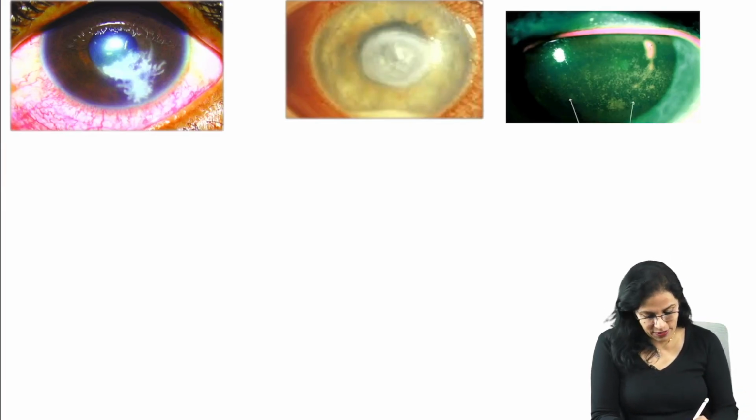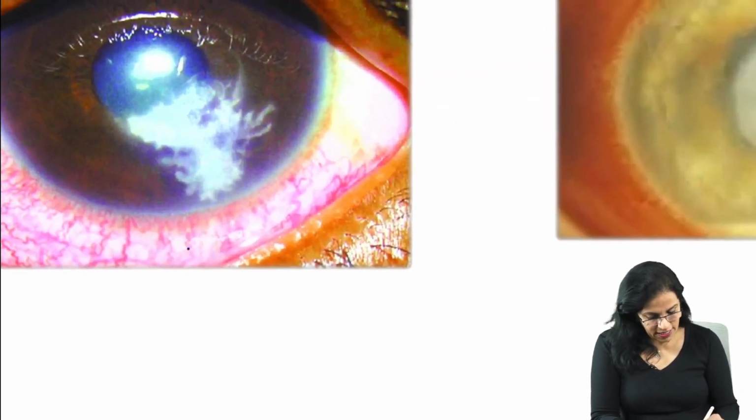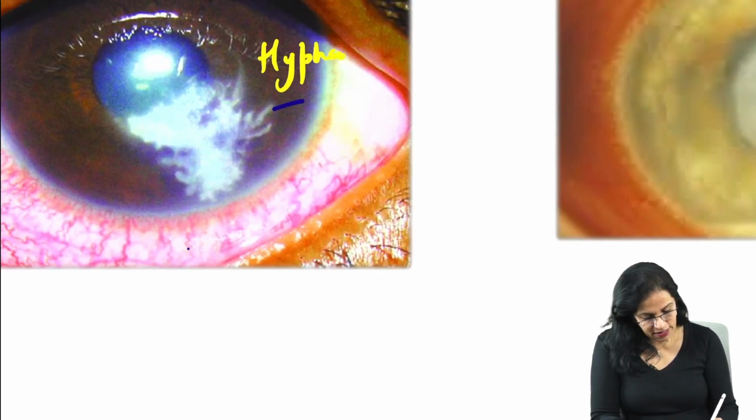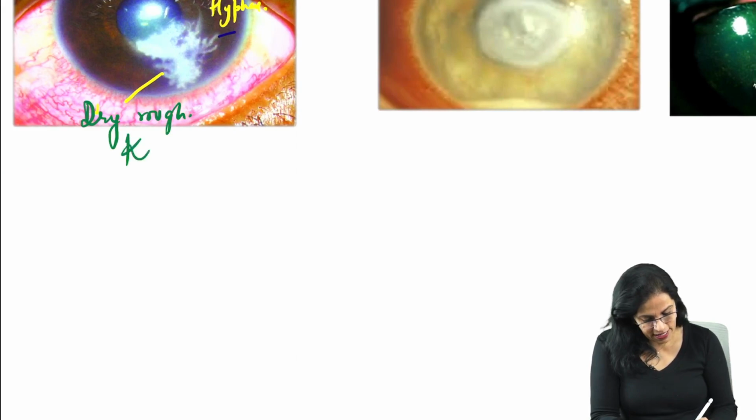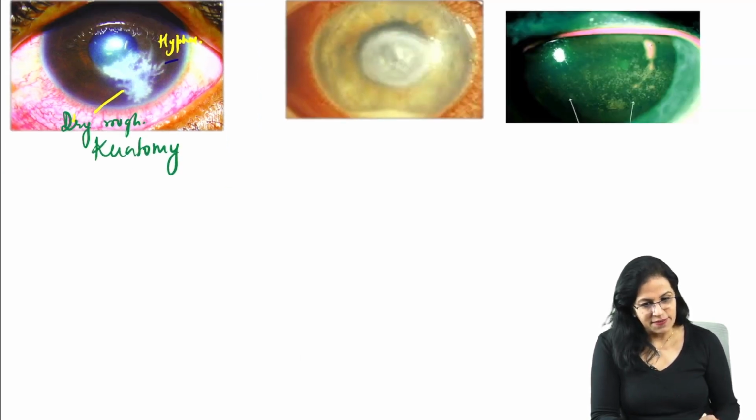What are the questions? What is this? Can you see this? These are the hyphae, isn't it? So these are extended hyphae, of course keratitis with hyphae, and a dry rough look here. So we are talking about keratomycosis, that is fungal corneal ulcer. Okay? So keratomycosis or fungal corneal ulcer.